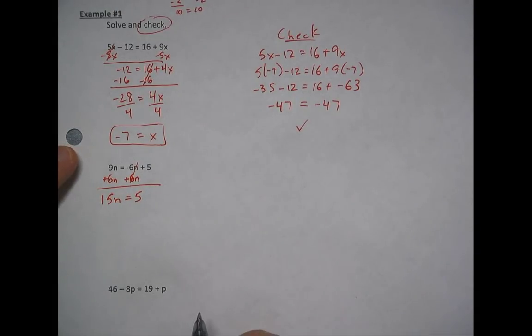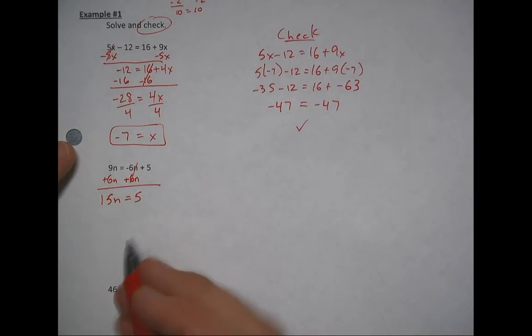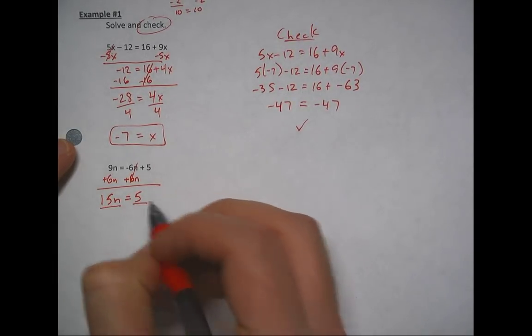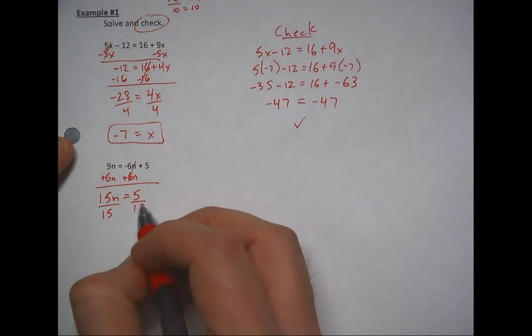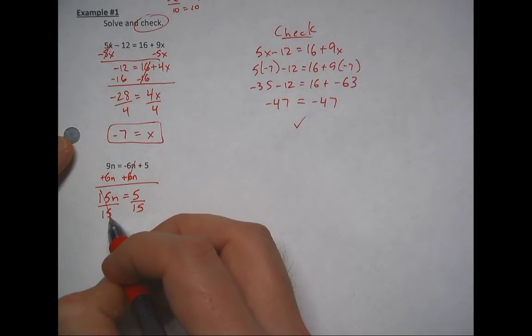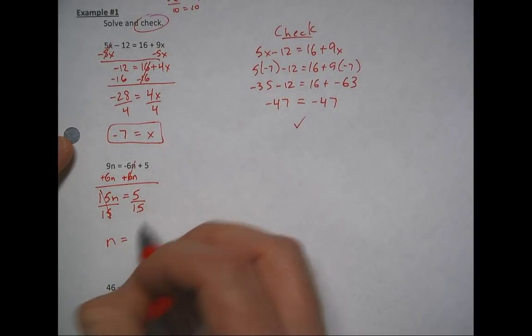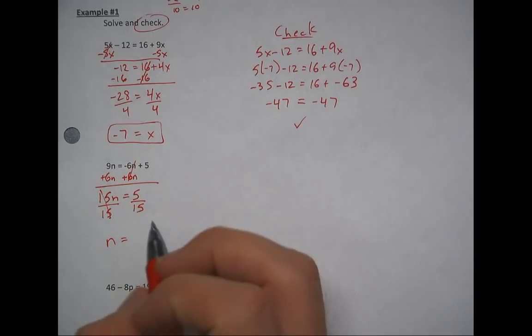A lot of people here will automatically start dividing and they'll just say 3, because they say 15 and 5. What are we dividing by? The number that we want to clear out. We're dividing by 15 because we want it to clear. Now n is by itself. 5 divided by 15 is not 3.